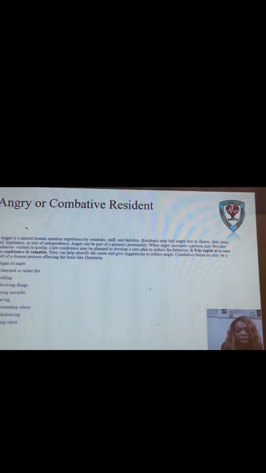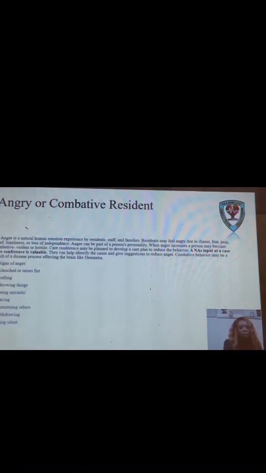A nursing assistant's input in the patient's conference is very valuable because that nursing assistant spends quite a bit of time with the resident. So the nursing assistant can help identify the cause and give some suggestions to reduce the anger. Combative behavior may be a result of a disease process that's affecting the brain, like dementia.